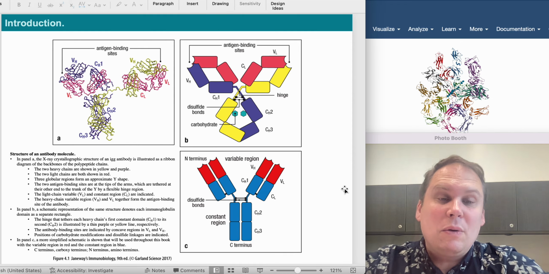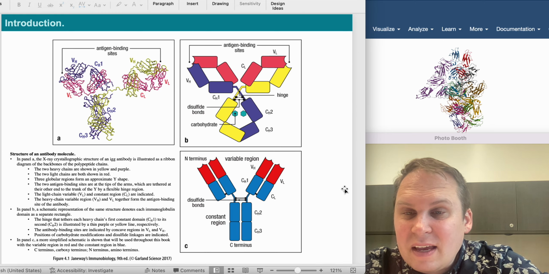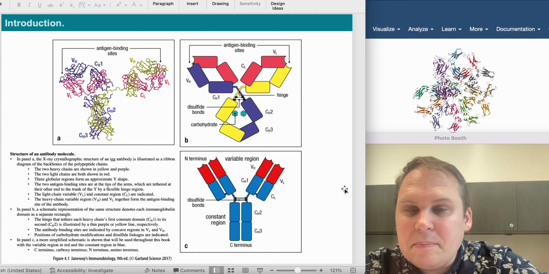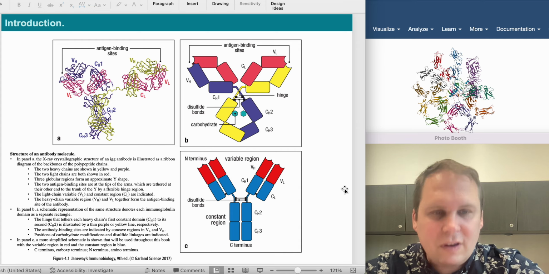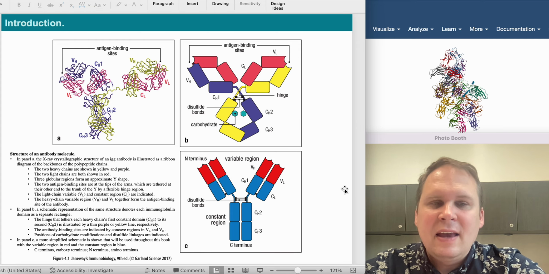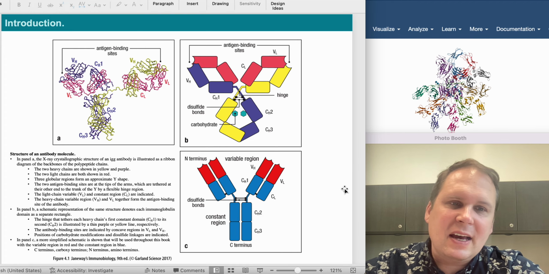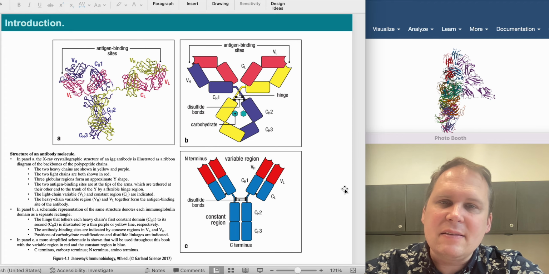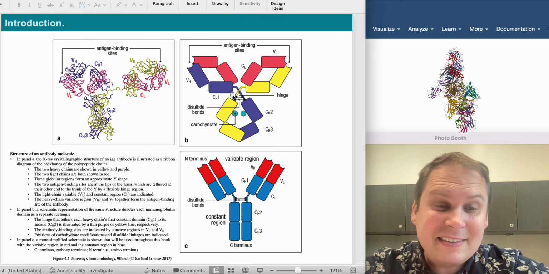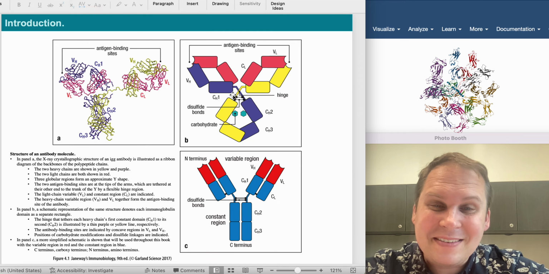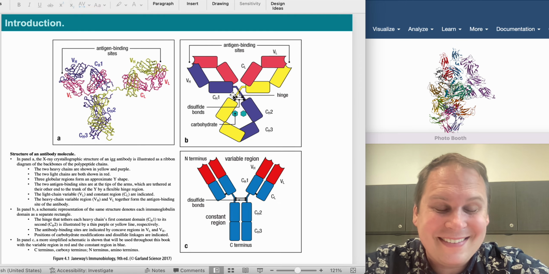So, behold the antibody. Now, I don't think it says which type of antibody this is, but this looks like it could be either an IgG, so immunoglobulin type G, an IgD, or an IgE. The big difference between those is the number of disulfide bonds here. And honestly, I don't remember which one has the two. I suspect this is an IgG, but whatever. You can look up the answer and then you'll know.